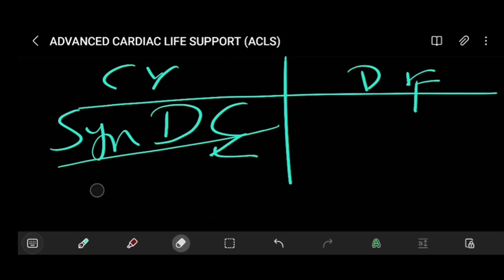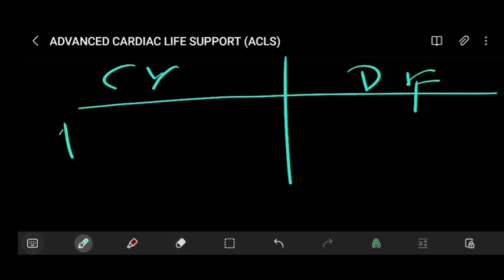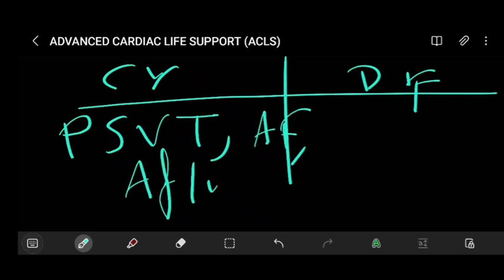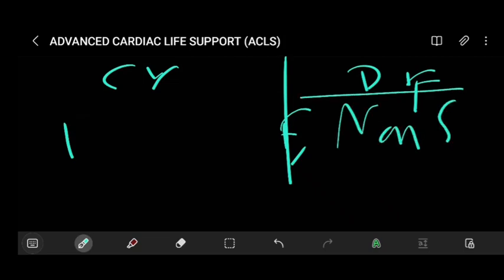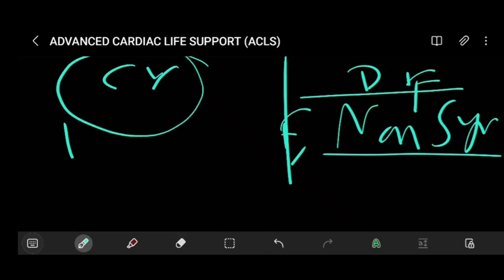A synchronized DC shock is given in case of paroxysmal supraventricular tachycardia, AF, atrial fibrillation, or atrial flutter. Then you should give cardioversion. In case of defibrillation, it is non-synchronized. You can give it in any phase of the ECG. Here the ECG is distinct, but here you have different patterns of ECG where you may not be able to find the P wave, QRS wave, or Q wave. So then you have to give the non-synchronized DC shock.